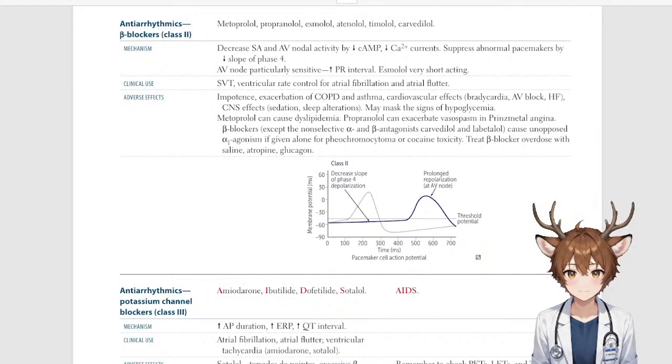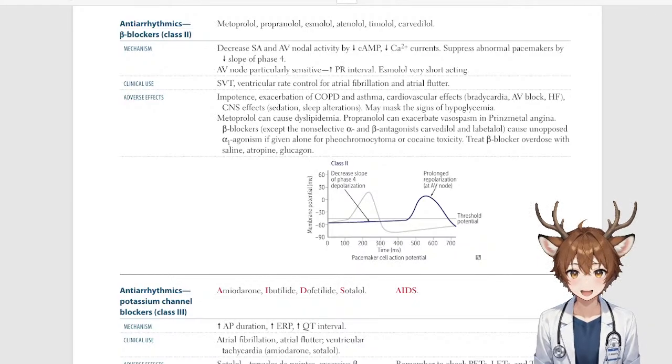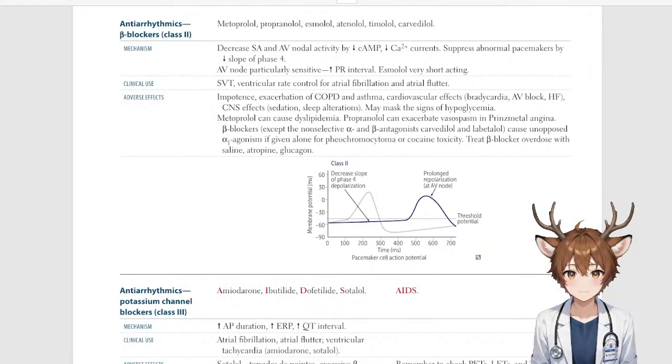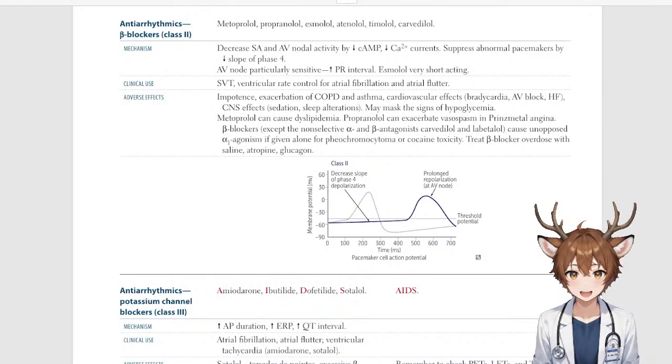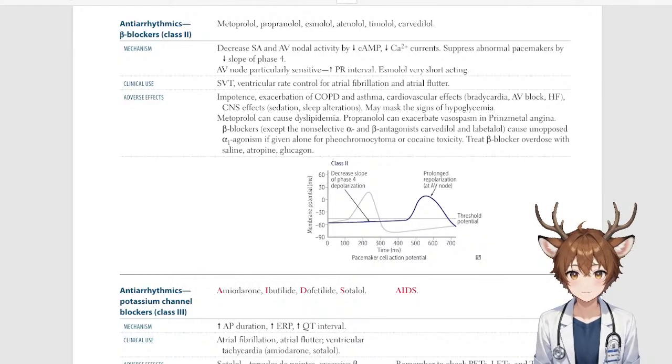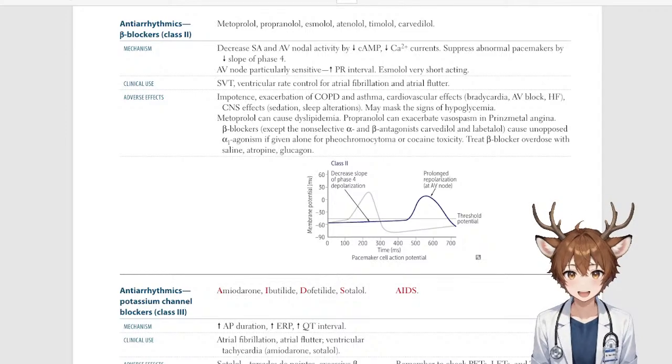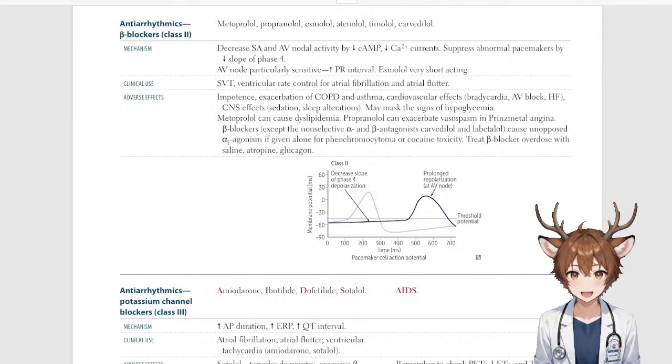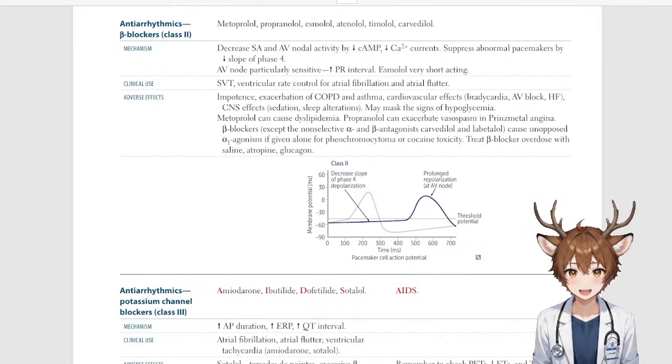Adverse effects: impotence, exacerbation of COPD and asthma, cardiovascular effects like bradycardia, AV block, and heart failure, CNS effects like sedation, sleep alterations, and it may mask the sign of hypoglycemia. Yeah, true. Metoprolol can cause dyslipidemia. Propranolol can exacerbate vasospasm and vasospastic angina.